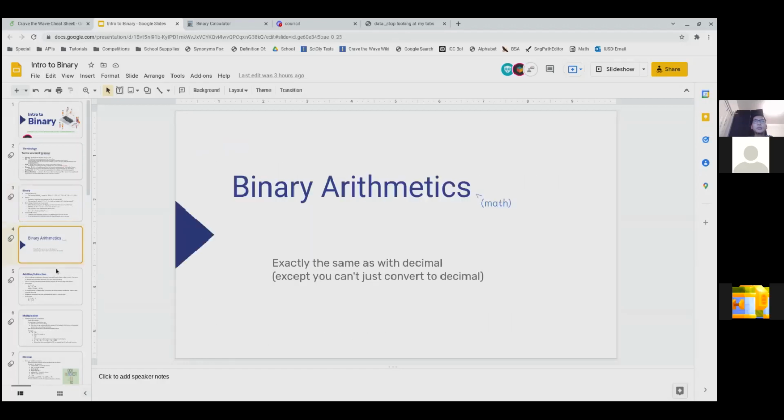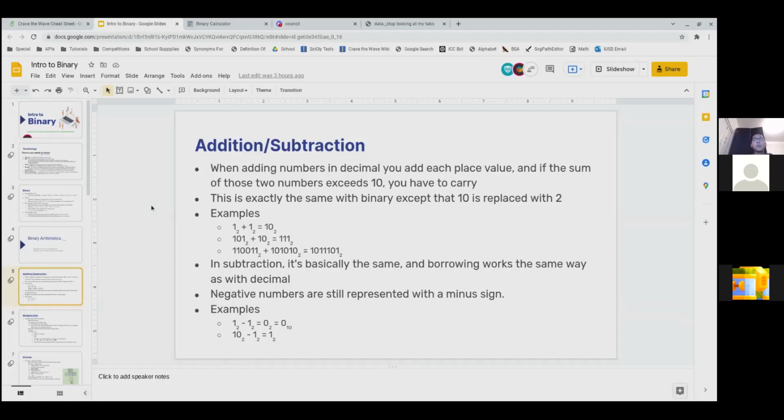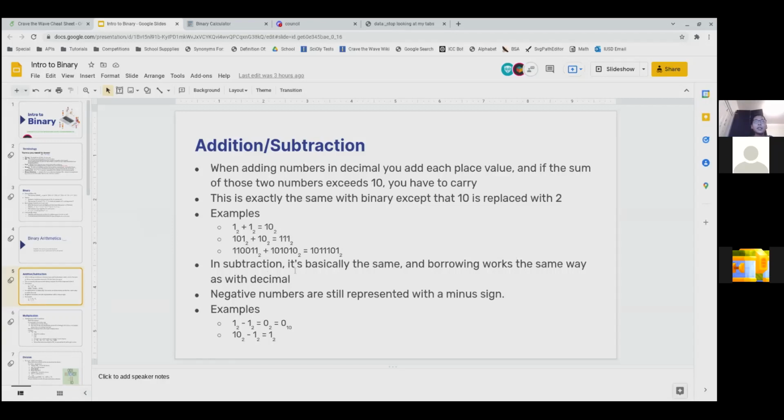And in binary arithmetic, just because we're using a different base doesn't mean we can't use math. So we have binary arithmetic. When adding two numbers in decimal, you have to add each place value. And if the sum of the two numbers is greater than 10, you get the carry. For example, 5 plus 6 is 11, but you don't write 11 in just one spot, you write it in two spots. That's called carrying. So 1 in binary plus 1 in binary is equal to 10 in binary, or 2. In subtraction, it's basically the same, and borrowing works the same way as with decimals.